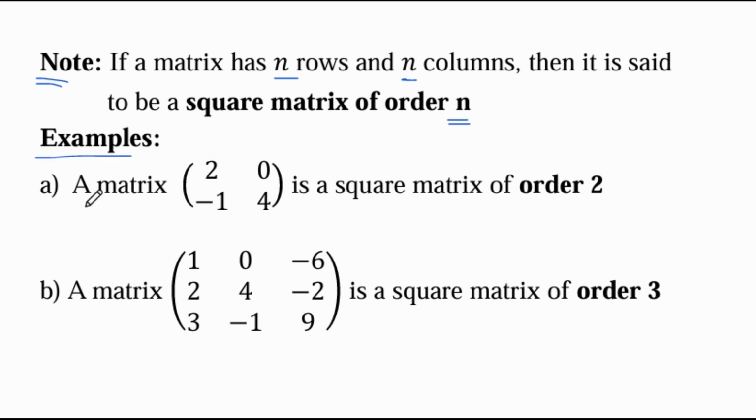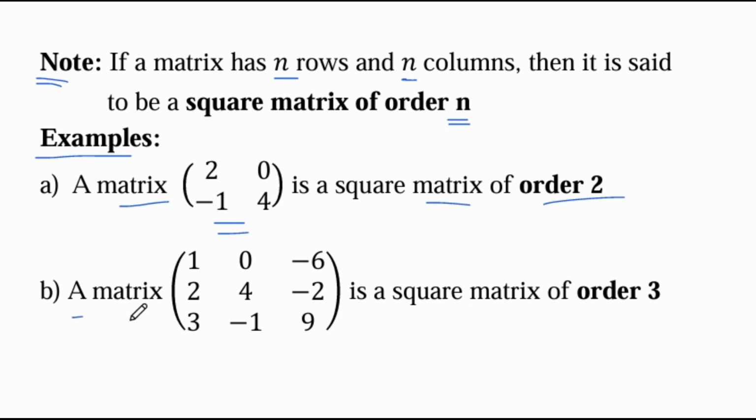Examples: a matrix 2, 0, -1, and 4. This one is a square matrix of order 2. This is because this has 2 rows and 2 columns. The number of rows and columns are the same. So this is a square matrix of order 2.